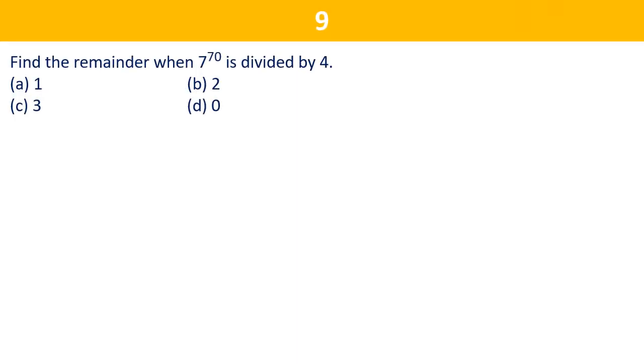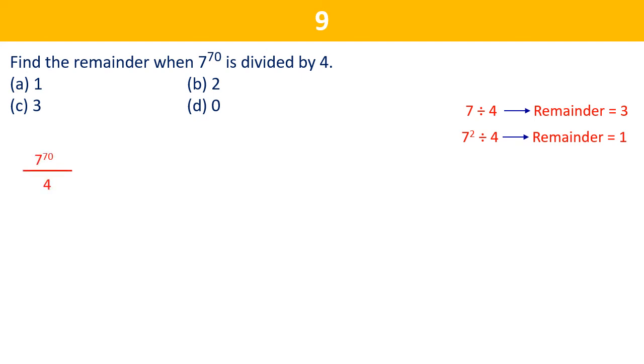Problem number 9. Find the remainder when 7 to the power of 70 is divided by 4. Now first of all, we need to think, if I divide 7 by 4, what is the remainder? The remainder obtained will obviously be 3, which won't give a useful result to simplify the question. Now suppose I square it, 7 squared, and divide it by 4, that is 49 divided by 4, what is the remainder obtained? The remainder obtained will be 1.